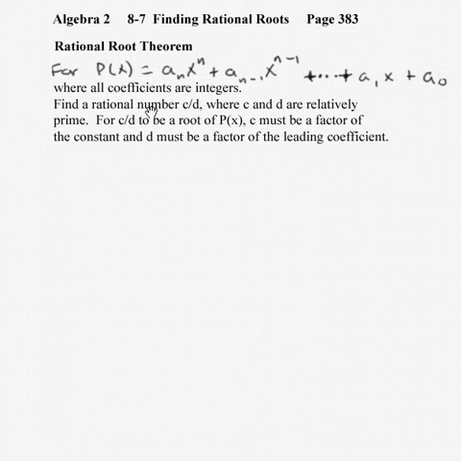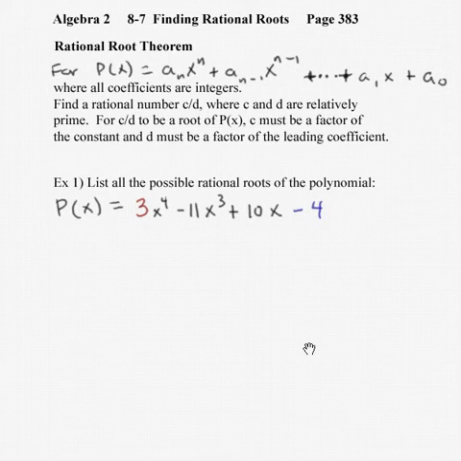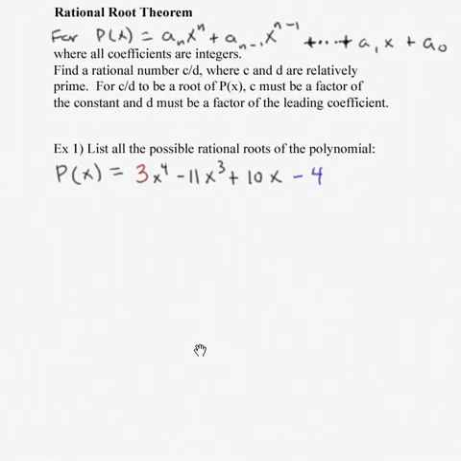What we want to do is start finding a rational number c over d, where c and d are relatively prime to each other. And if c over d is a root of the polynomial, c must be a factor of the constant, a sub 0. D must be a factor of the leading coefficient, a sub n. Now that'll make more sense when we actually put this to use in example 1. So let's take a look.